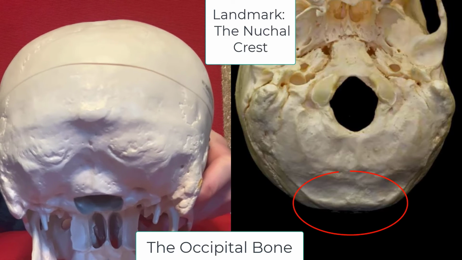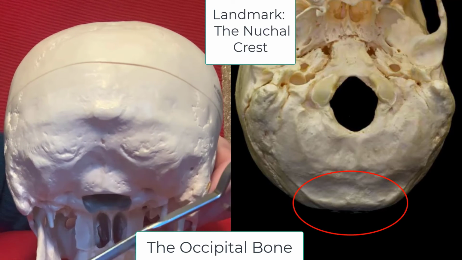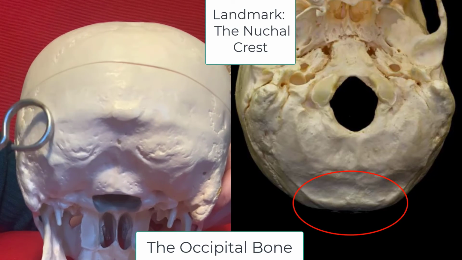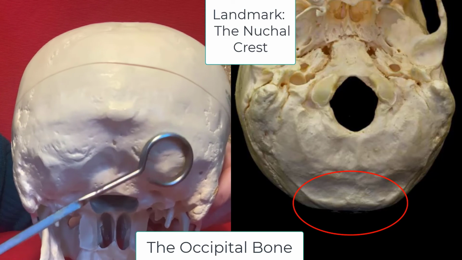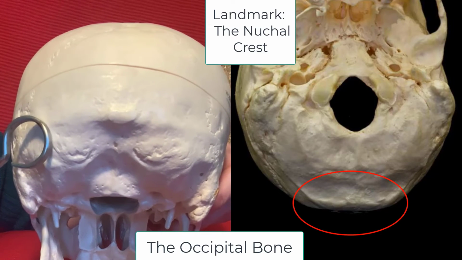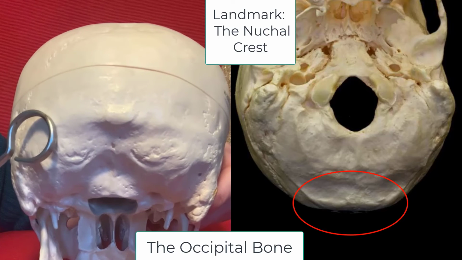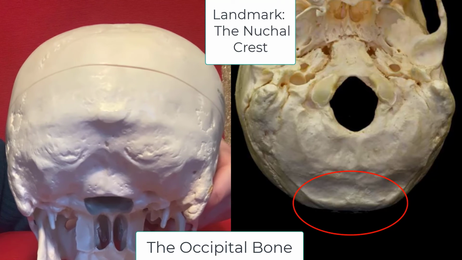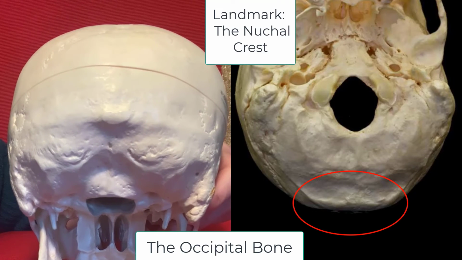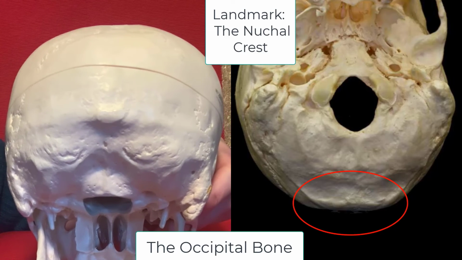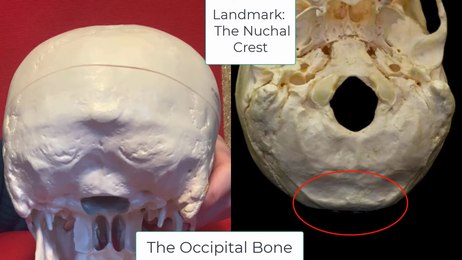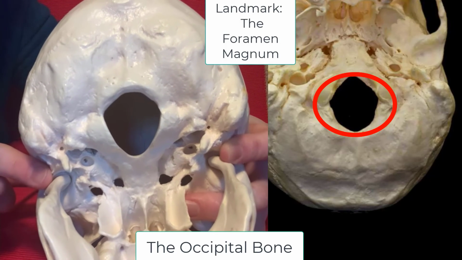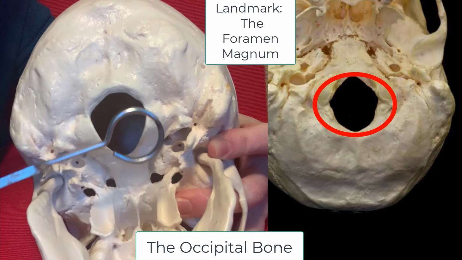Another landmark on the occipital bone is called the nuchal crest. You can't really see it too well here, but it's this kind of shelf that goes along the posterior portion of the occipital bone. And once we get to non-human primates, you will see more defined and robust and sharper nuchal crests. But this is also a trait used for sex estimation because males generally tend to have more robust or sharper nuchal crests than females.